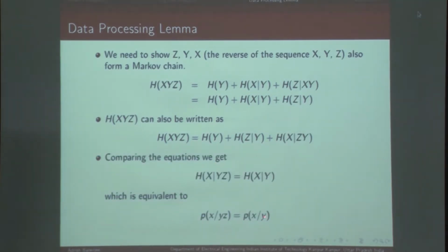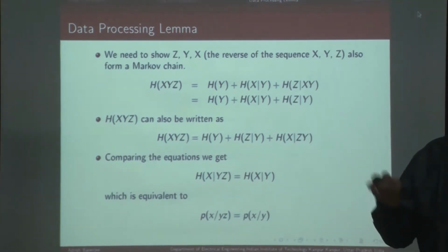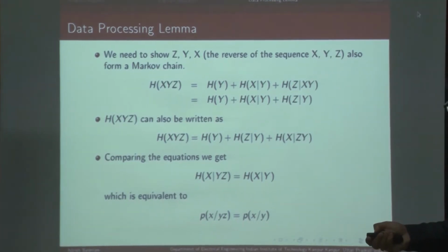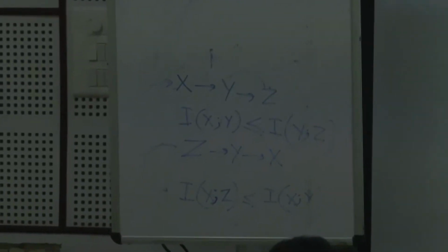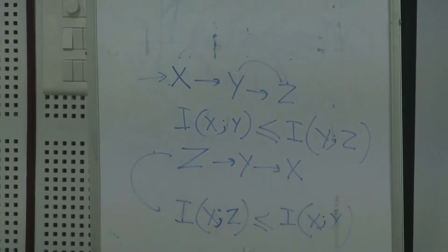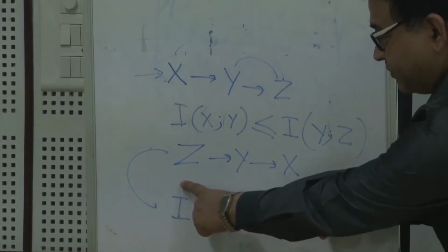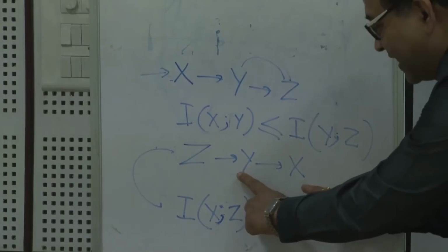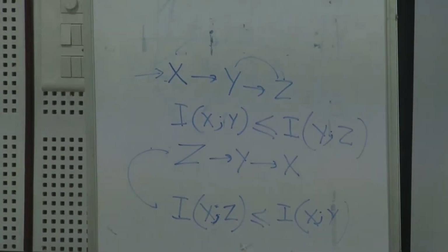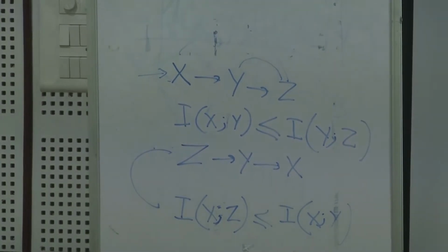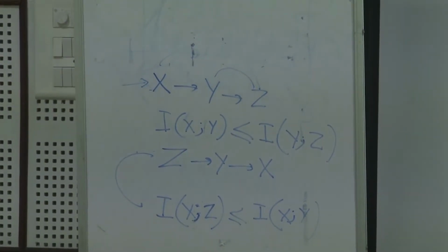So, if I compute, then I get this, which is equivalent to saying the probability of X given Y,Z is the probability of X given Y. So, knowing Y and Z, X only depends on Y. That means Z, Y and X also form a Markov chain. So, if X, Y and Z form a Markov chain, then Z, Y and X also form a Markov chain. Hence, the mutual information between X and Z will be less than or equal to the mutual information between X and Y. So, what is the implication of this lemma?